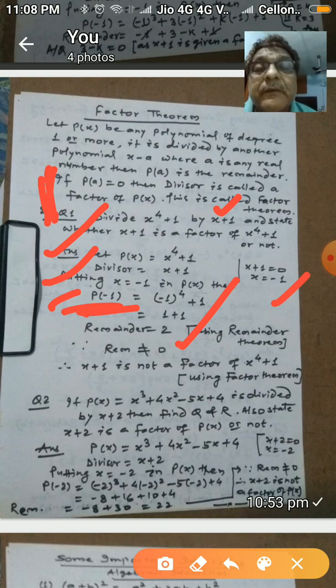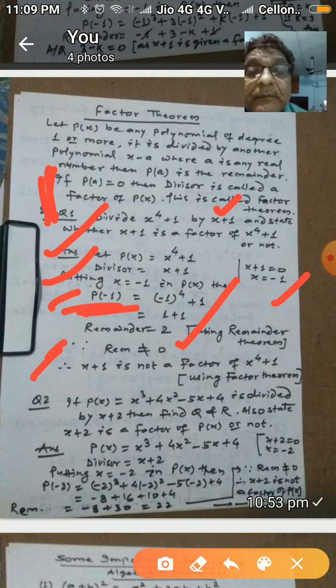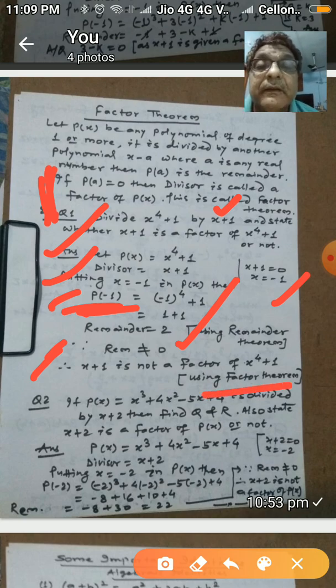Inside the bracket we have written how this remainder came, so using the remainder theorem. Now from this we write, since the remainder is not equal to 0, the factor theorem says that x plus 1 is not a factor of x to the power 4 plus 1. So inside the bracket we have written where this statement came from, using the factor theorem.